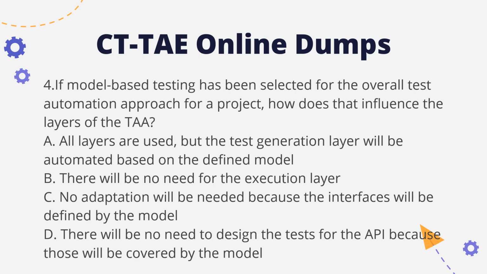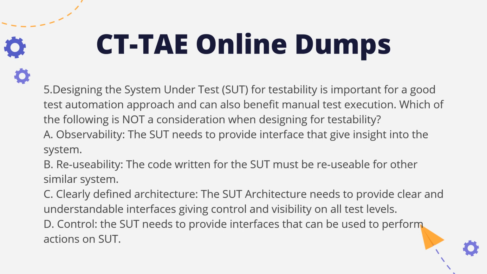5. Designing the system under test (SUT) for testability is important for a good test automation approach and can also benefit manual test execution. Which of the following is not a consideration when designing for testability?